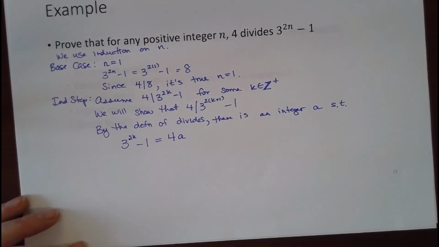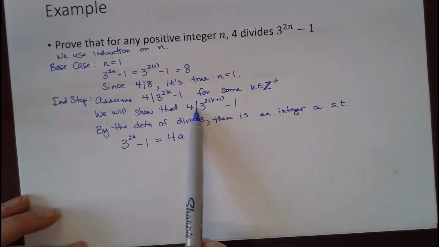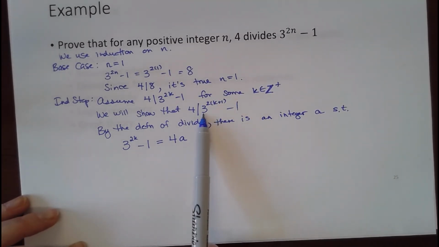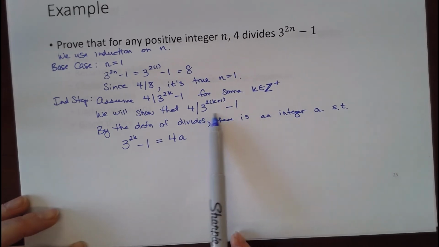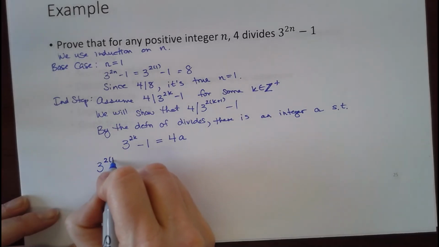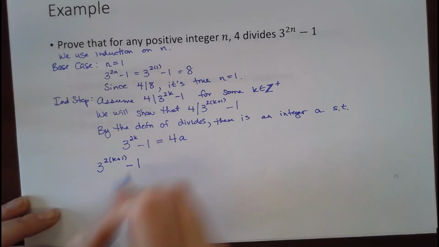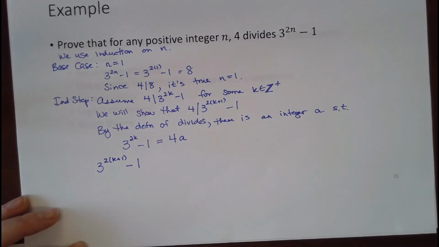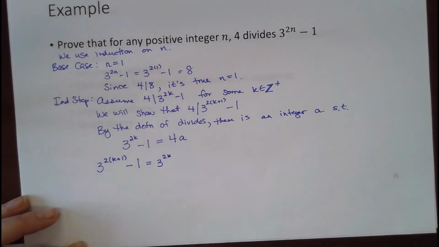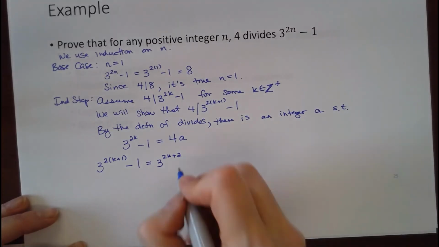Okay, and so now I want to look at this value right here and see if I can write it as some integer multiple of 4 as well. So I need to consider this expression right here. So let's consider 3 to the 2 times k plus 1 minus 1. Okay, so let me distribute that through. This is 3 to the 2k plus 2 minus 1.